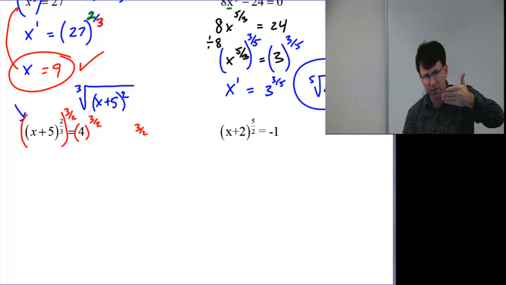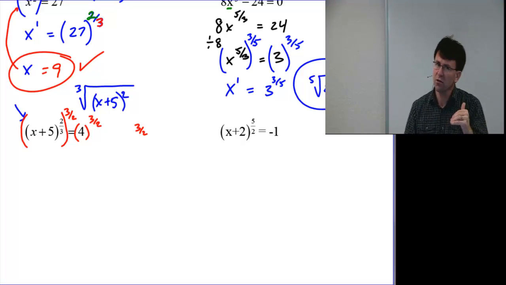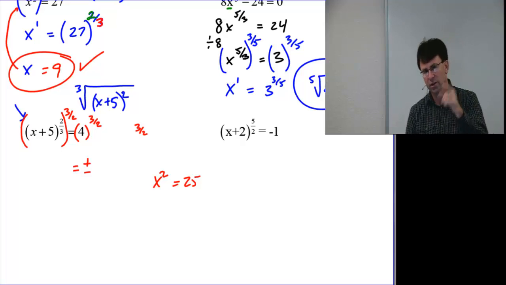I can do that whenever I need to, whenever I find it useful to me. I've also taken the square root of both sides. That's legal also. But the thing that has to happen over here is I actually produce a plus or minus. If you had x squared equals 25 and you took the square root of both sides, you would tell me that the answer is plus or minus 5 because you took the square root.